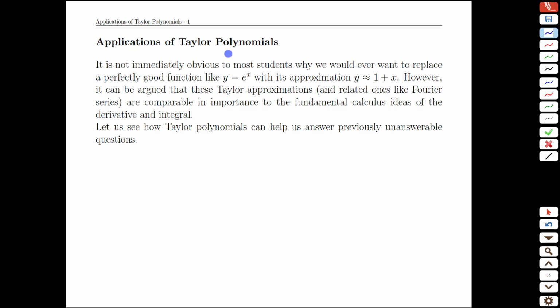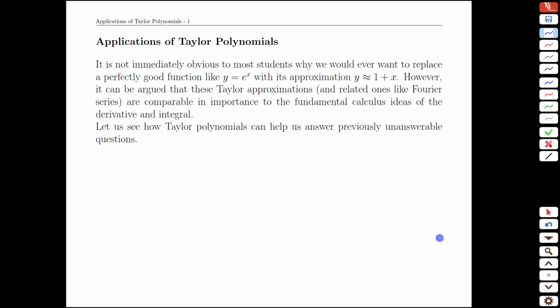In this video, we're going to look at applications of Taylor polynomials. And the reason for that is many students ask the completely reasonable question: if we have a function like y equals e to the x, and our calculator can compute e to the x apparently quite easily, why would we ever trade that in for the overly simplistic linear approximation, like e to the x is approximately 1 plus x? We can do it, but why are we doing it?